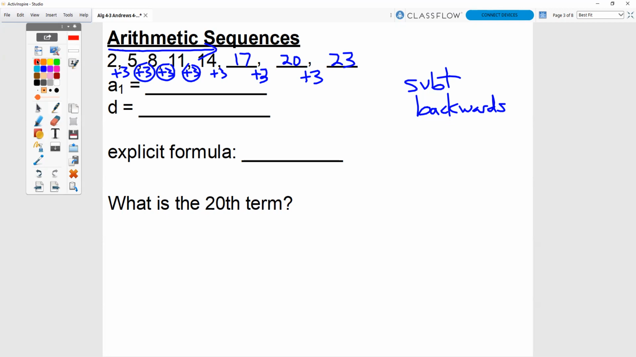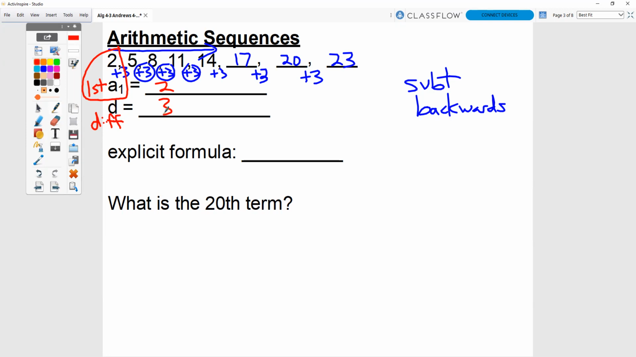When we take a look at a sub 1, remember that a sub 1 is your first term. What's the first term in this pattern? It's the first number in our pattern, which is 2. D is the common difference. How is it changing from number to number as we go from left to right? Well, it's increasing by 3, or you're adding 3 each time.